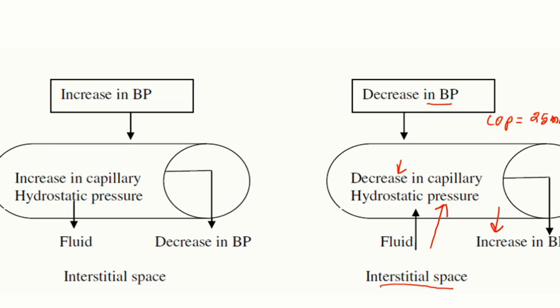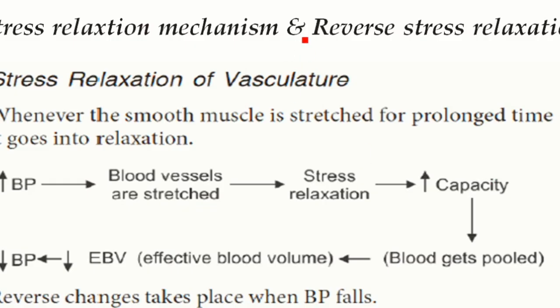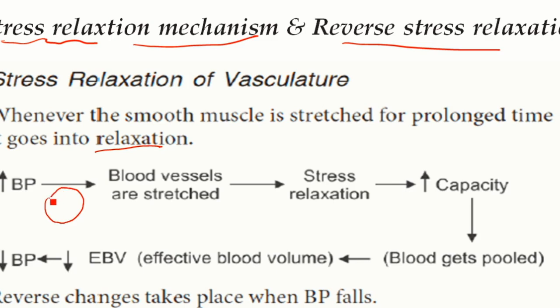Right. Next mechanism is stress relaxation and reverse stress relaxation. What does stress relaxation mean? Smooth muscle stretched for a long time undergoes relaxation. Where is this smooth muscle present? Underlying the blood vessel. Very good. If the BP is more, the blood vessel is stretched for a longer time, causing stretch relaxation, increasing the capacity, blood gets pooled, and effective blood volume decreases, thereby BP decreases.